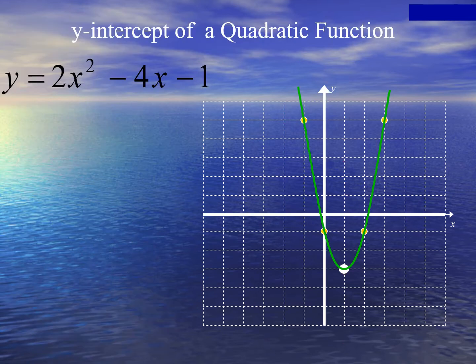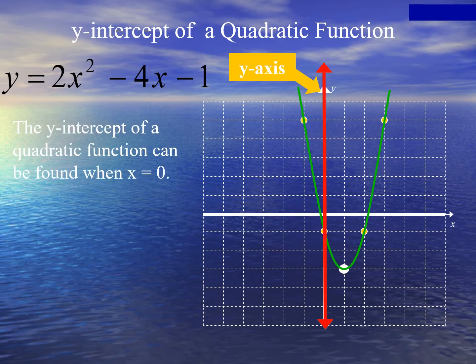Now let's move on to the y-intercept of a quadratic function. So we are going to determine the y-intercept of y equals 2x squared minus 4x minus 1. So in here, we all know that the y-intercept of a quadratic function can be found when x equals 0. So using the original equation, we are going to substitute 0 in x. So y equals negative 1.